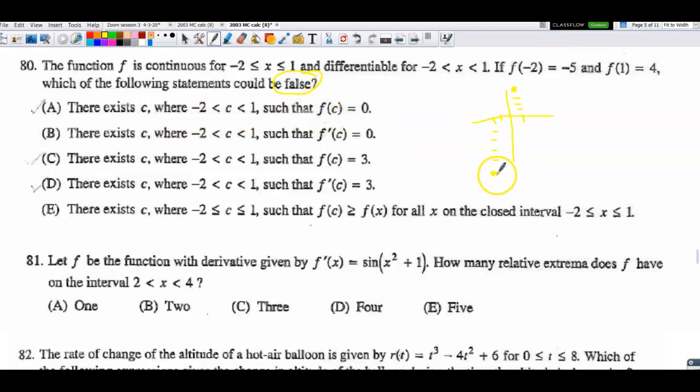So if the function that connects these 2 points is continuous, then we're clearly going to have to pass through 0 at least once. So that is a true statement. So that is not our answer.